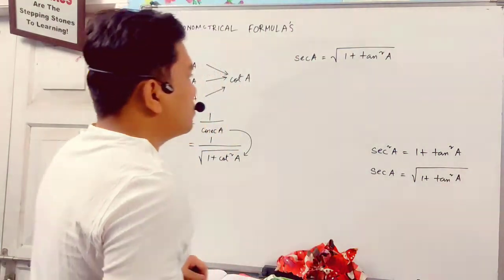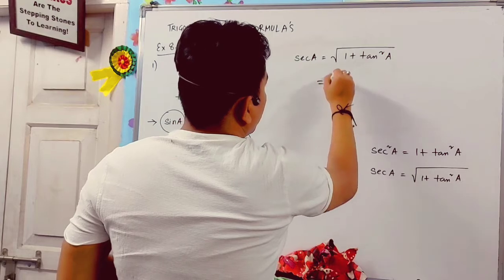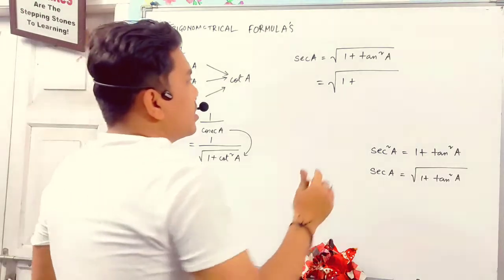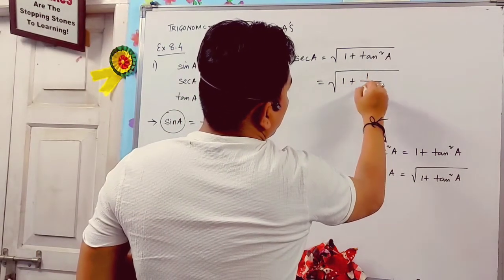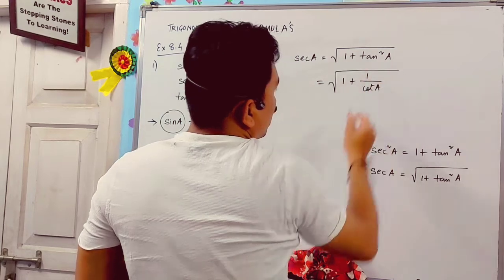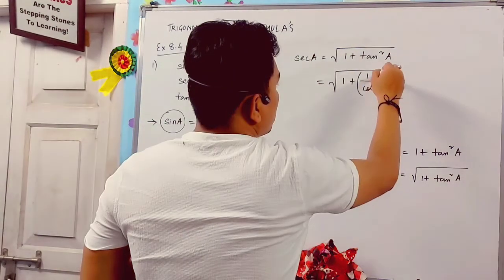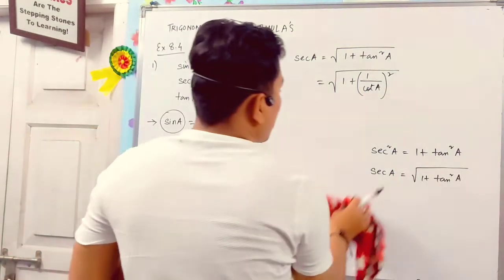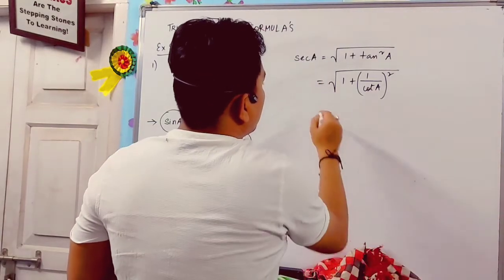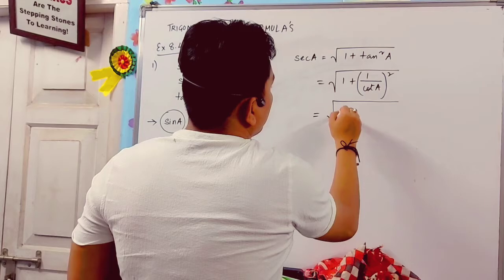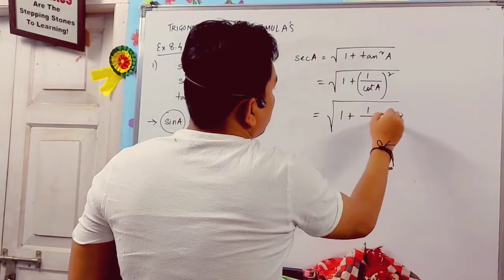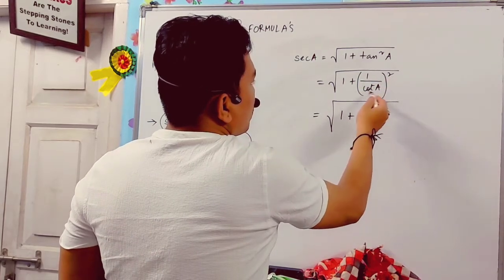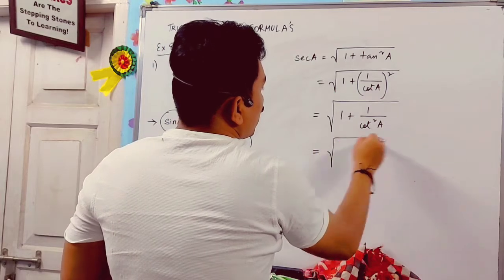Alright. Now, the next step is, from tan we can easily convert to cot, because tan and cot are reciprocal of each other. So we can write tan A is equal to 1 by cot A. Since there is a square, it will become 1 by cot A whole square. Now, let us remove the bracket. It will become 1 by cot square A. Square of 1 will be 1. Square of cot A will be cot square A. And now you take LCM.